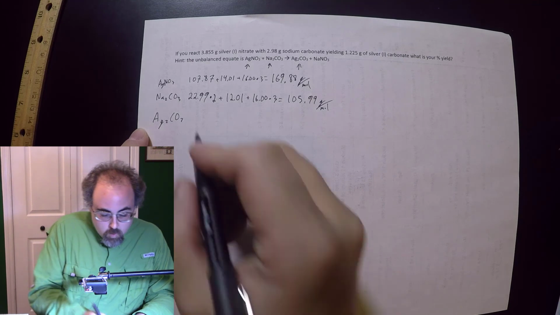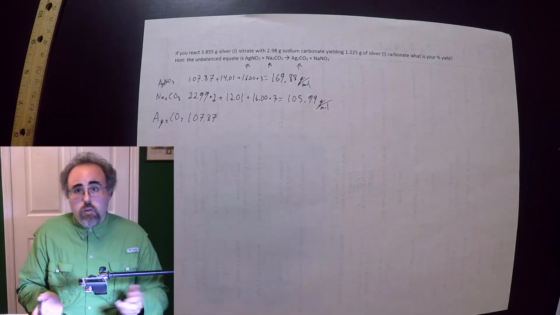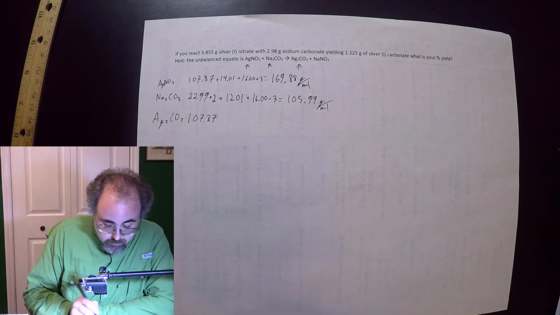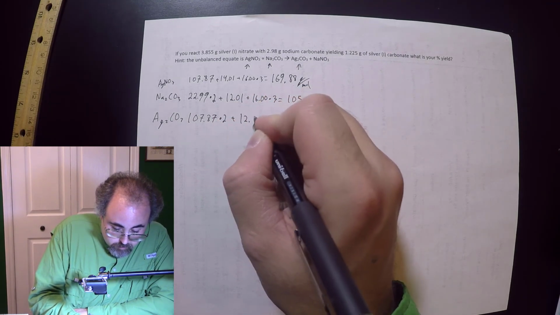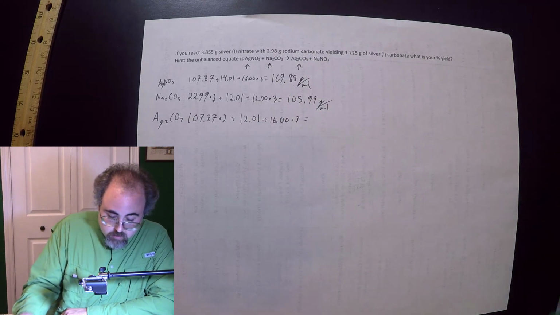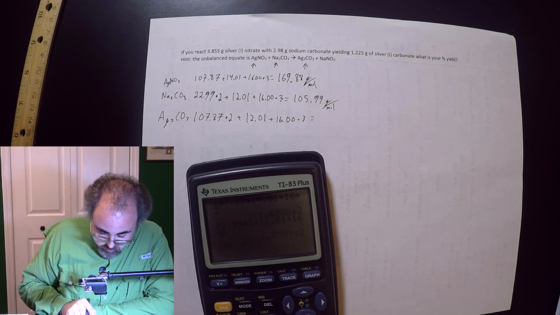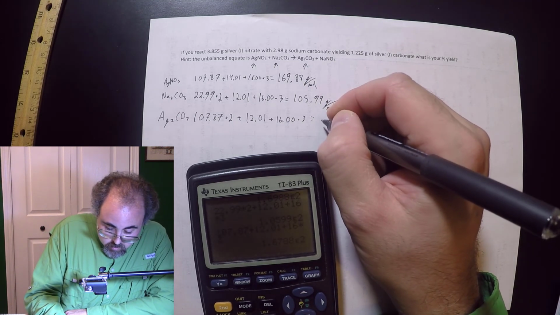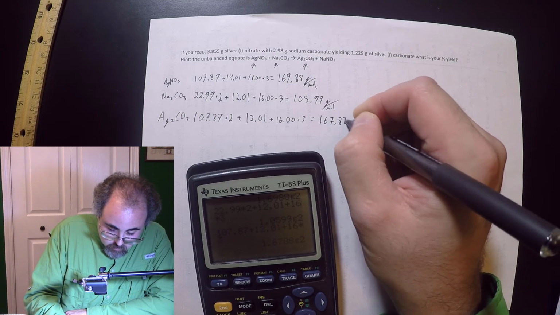And the last one I want is going to be a really heavy one, Ag2CO3. Okay, so this is going to be 107.87. These are all grams per mole. I'm just putting the units on the very end. That's times 2 plus 12.01 plus 16.00 times 3. That's going to give me 107.87 plus 12.01 plus 16 times 3. That's going to be 167.88.